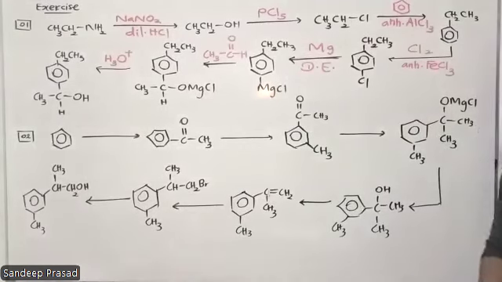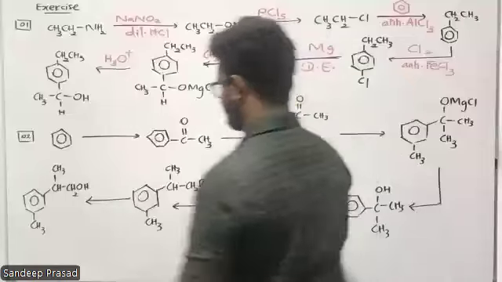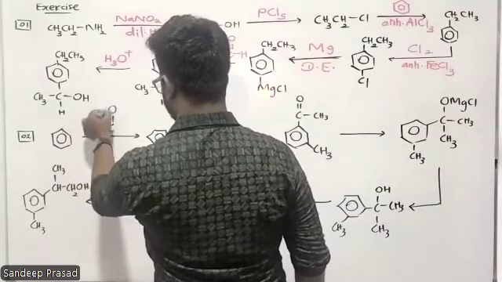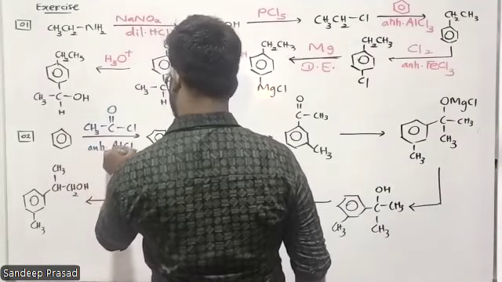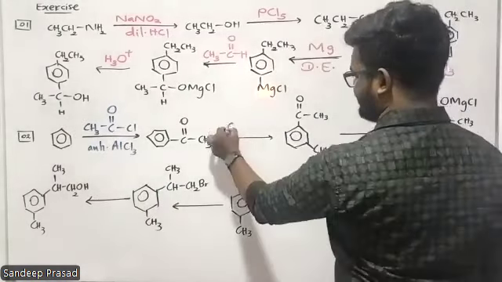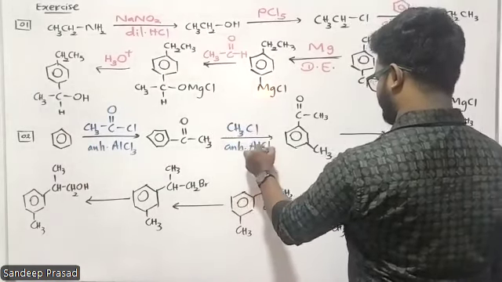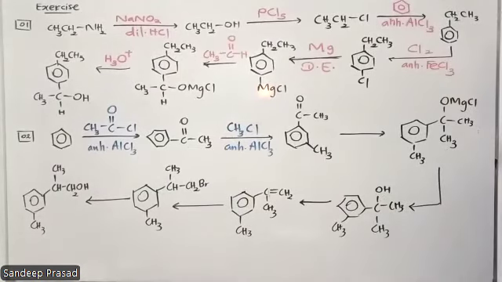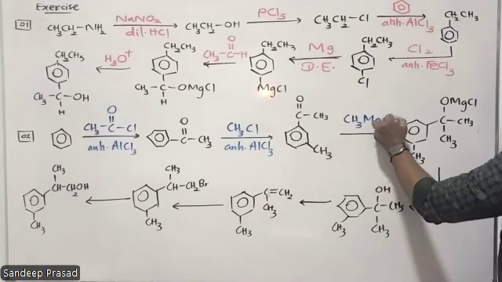First one. Second one. So this is Friedel-Crafts acylation, CH3COCl, anhydrous aluminium trichloride. Then again Friedel-Crafts alkylation, CH3Cl, anhydrous aluminium trichloride. So this is a meta-directing group, that's why CH3 is connected there. And here we can say that CH3MgCl, Grignard reagent, is added.